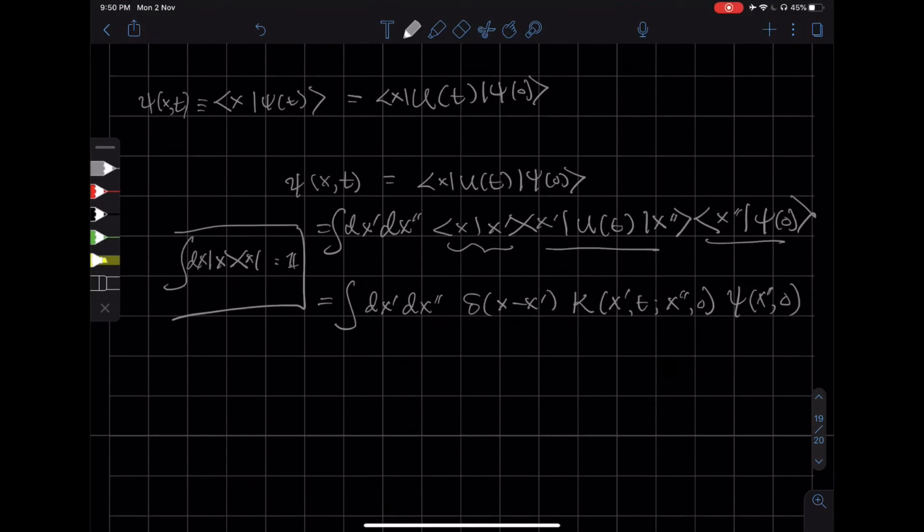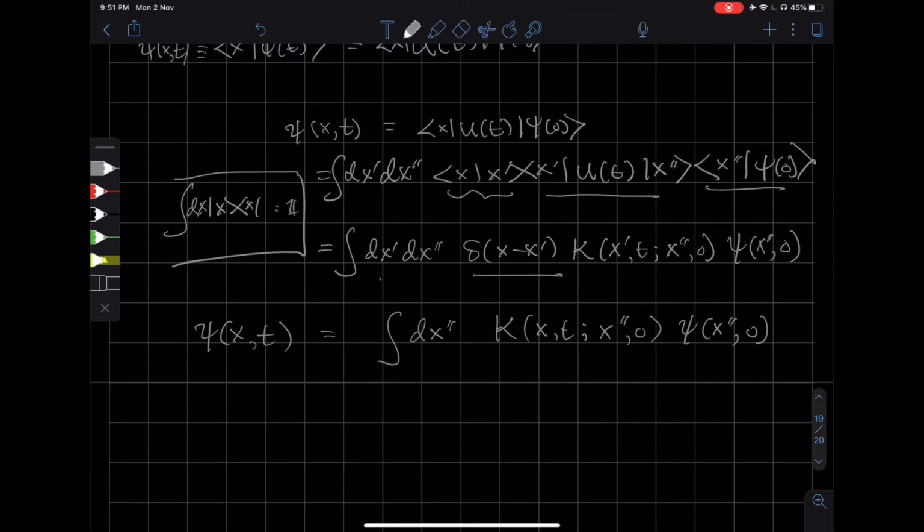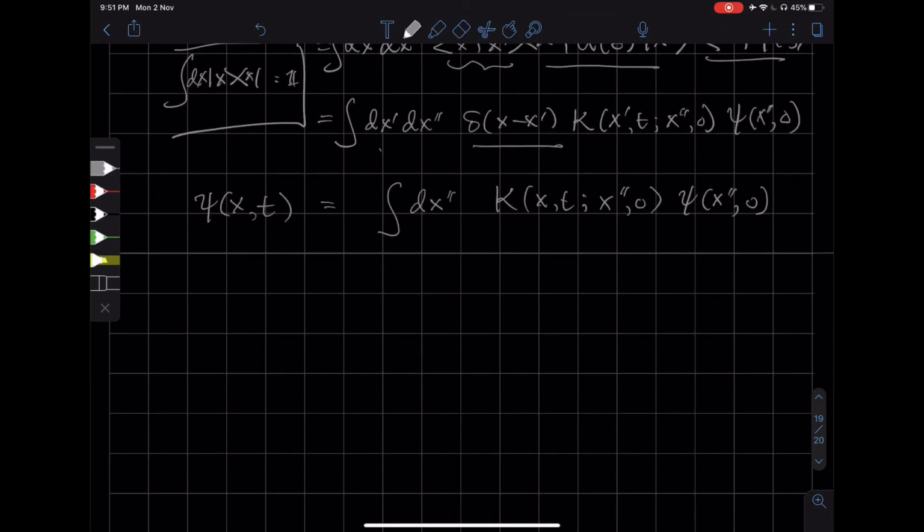So now what we can do is use the delta function to do the x prime integral. If you do this, then wherever we have x prime, we have to put x. So we have left over dx double prime, and then K becomes K of x, t; x double prime, 0, times psi of x double prime, 0. So we see that the wave function at a future time t is given by the integral over the wave function at an earlier time, over all of space, weighted by the propagator.